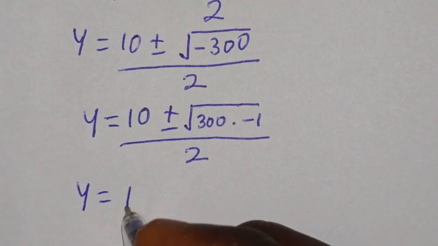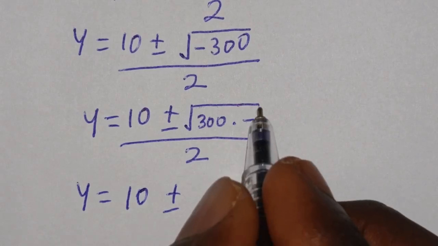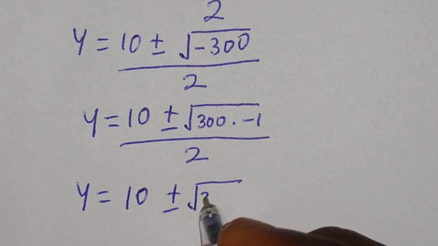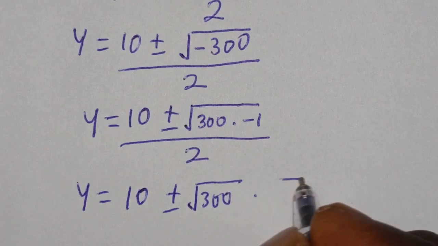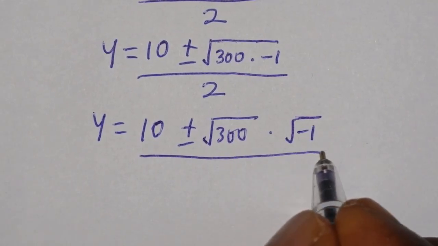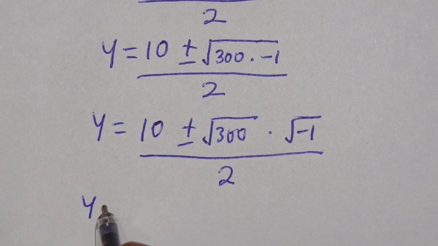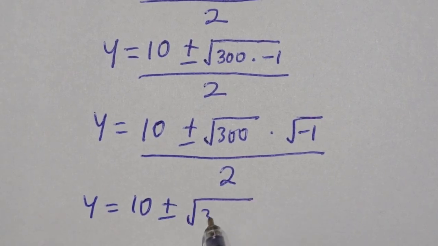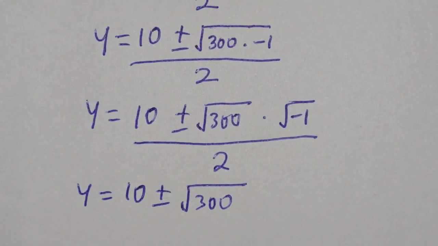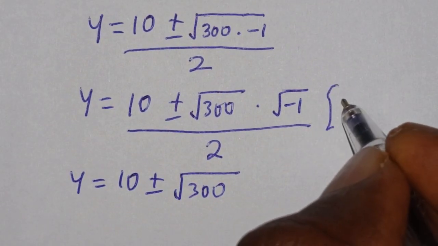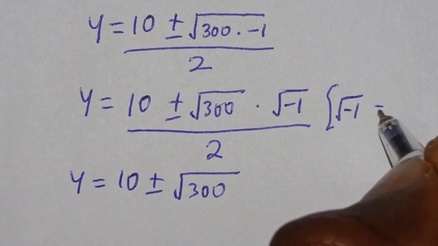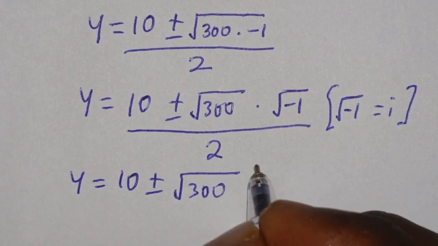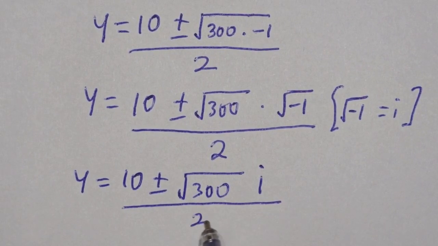y equal to 10 plus or minus square root of 300 times minus 1, which could be written as square root of 300 times square root of minus 1, divided by 2. Now, recall that from complex numbers, square root of minus 1 is equal to i. So in place of square root of minus 1, we write i, divided by 2.